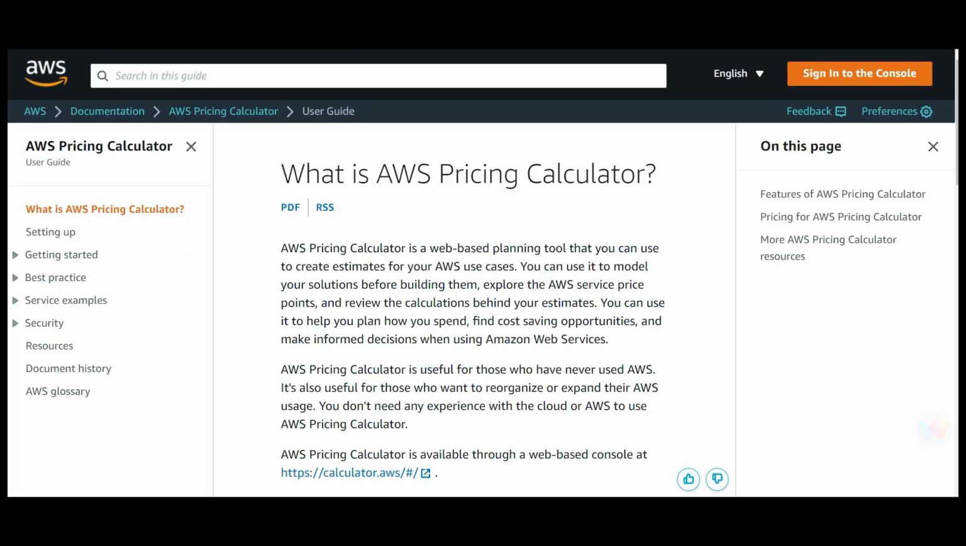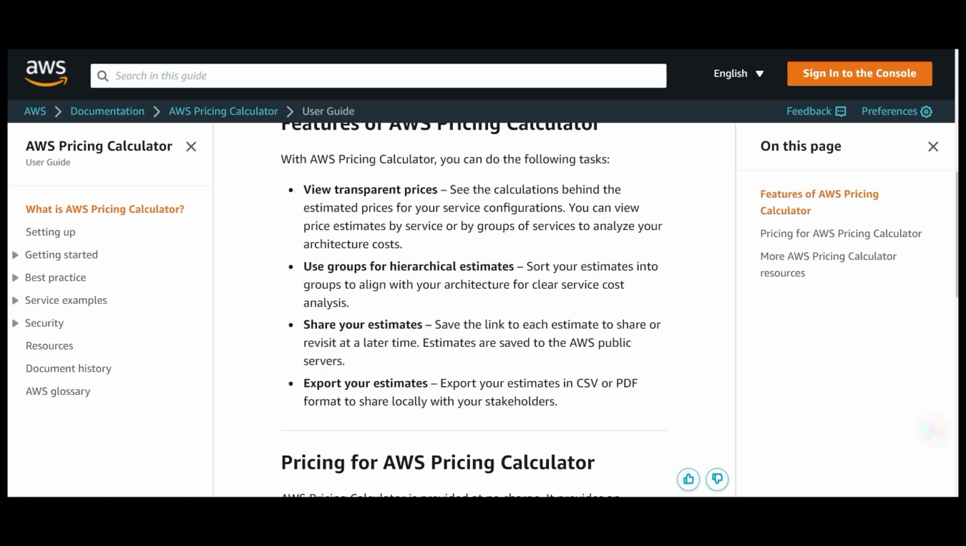See, you can go to the AWS pricing calculator and look for the prices for each and every feature of DynamoDB. The prices are transparent. You can use groups for hierarchical estimates, and you can share your estimates and export your estimates as well. In the real world, it is very important to create an estimate and give a projection as to what would be your usage on a quarterly basis, weekly basis, annual basis, and so on.